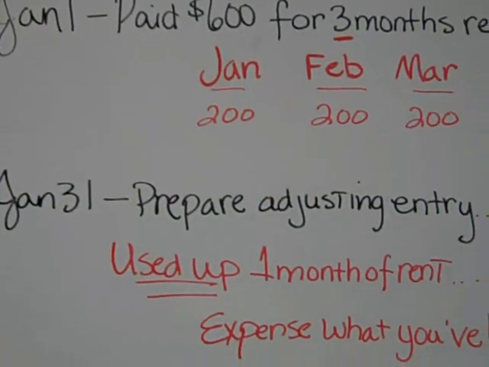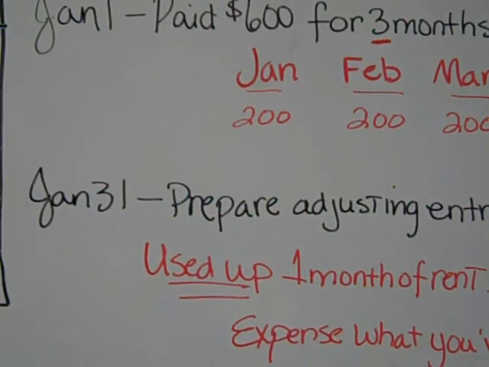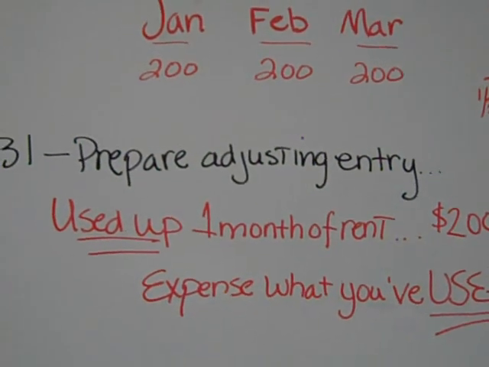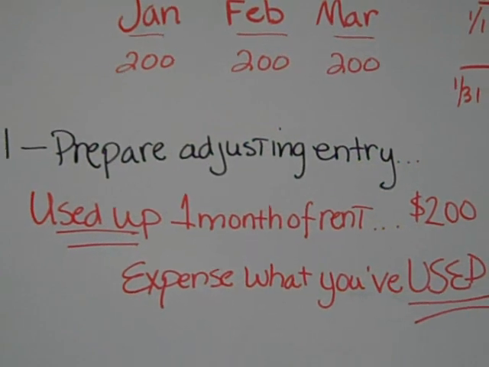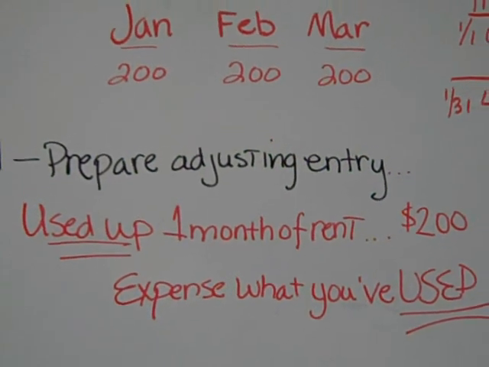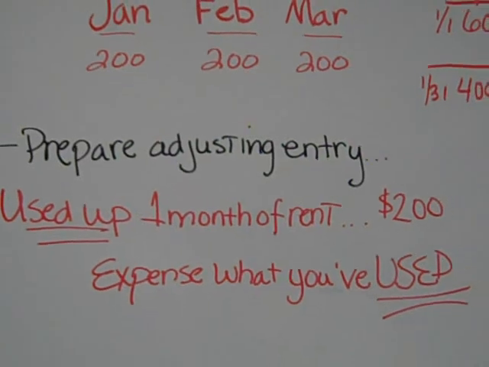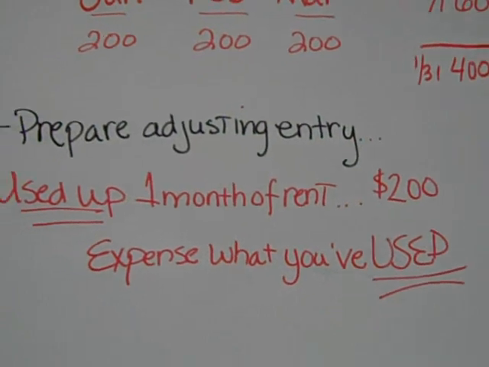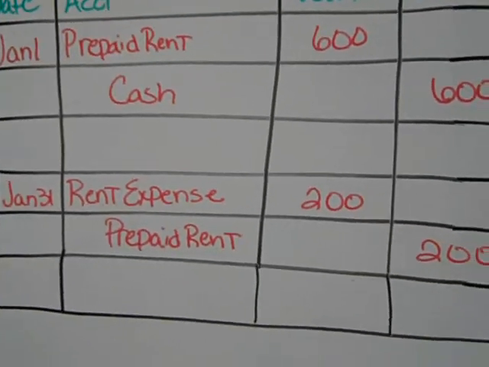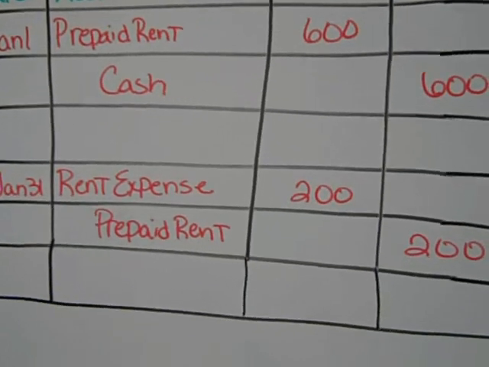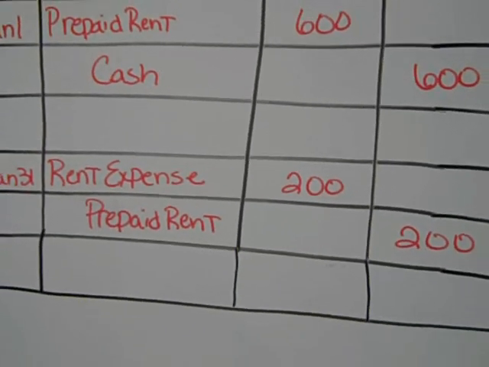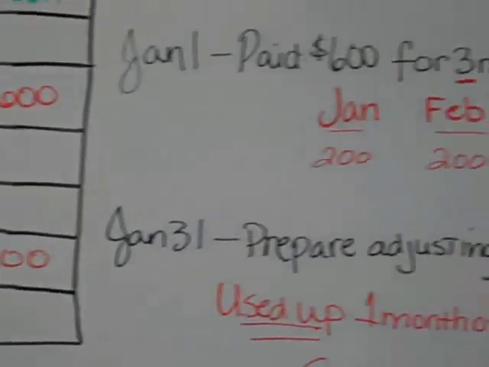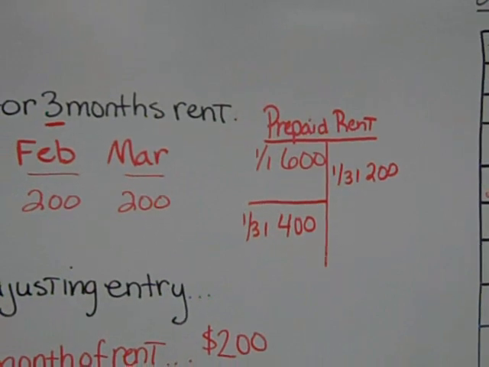At the end of the month, you are to prepare adjusting entries. You realize that you have used up 1 month or 1/3 of the rent you paid for at the beginning of January. You lived there during January, so you have used up 1 month of rent, which equals $200. We will, in our adjusting entries, expense what we used. So, on January 31st, we will record an entry that debits rent expense for $200 and credit prepaid rent for $200.